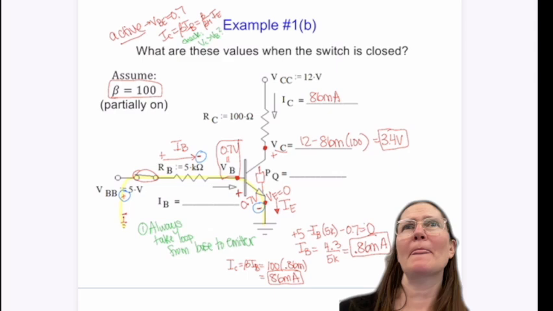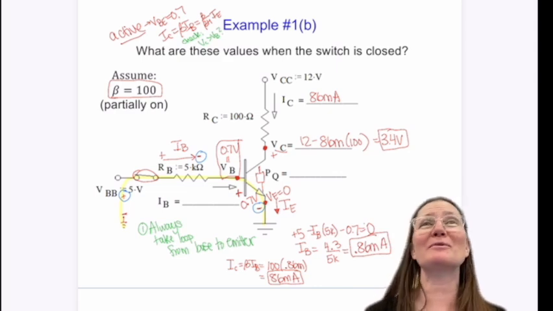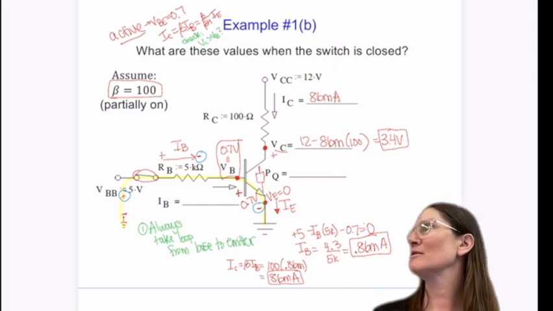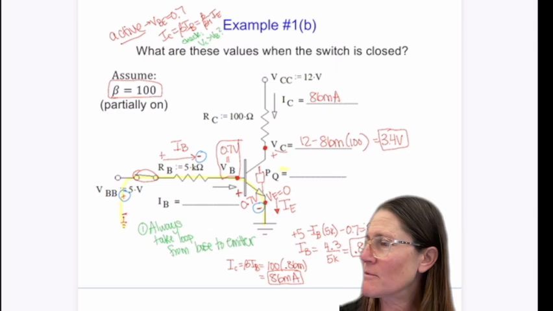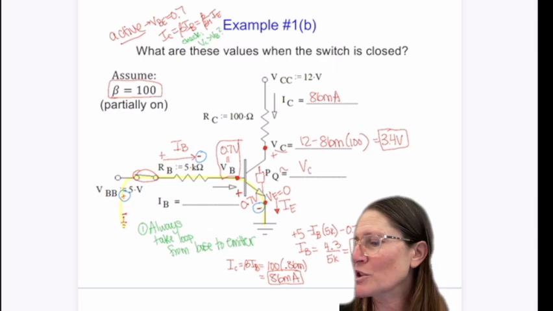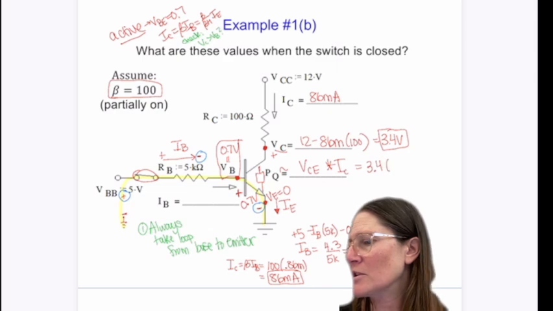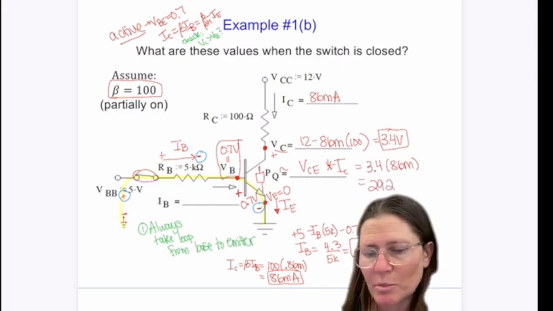Uh-huh. And then why were we able to say VE is equal to 0? So it's grounded. So it's wired right to ground. So 0 volts. Any other questions? Okay, so power here now, we can make that approximation of just saying it's the voltage between the collector and the emitter times my IC collector. So 3.4 times 86 milli, and that ends up being 292.4 milliwatts.